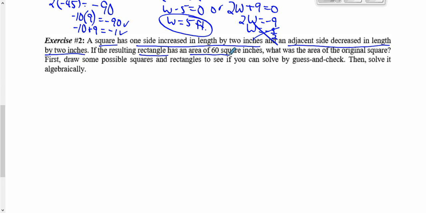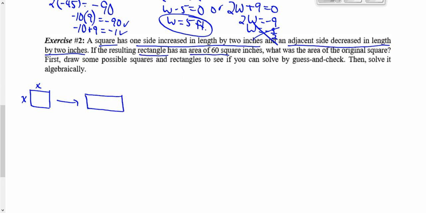Let's draw that. We don't know the side length of the square, do we? But what if I call one side X? This side would be what? X squared. Okay? But now they make a rectangle out of this, don't they? By doing what?